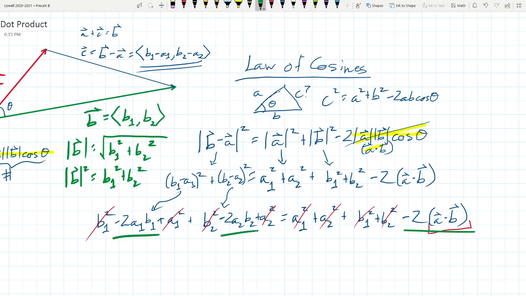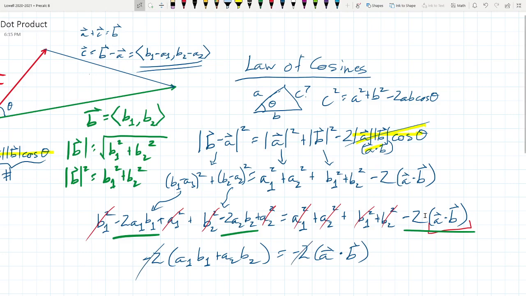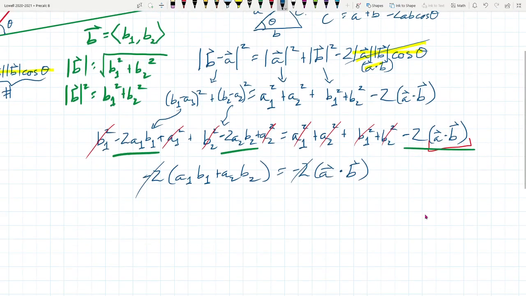So what I'm going to do is collect my like terms on the left side and factor out that -2. So I'm going to end up with -2 times (a1b1 plus a2b2). On the right side, you can see it now, I hope, 2 times a dot b. We can divide both sides by -2, and we end up with this really just beautifully simple formula.